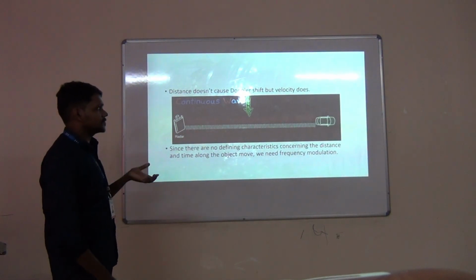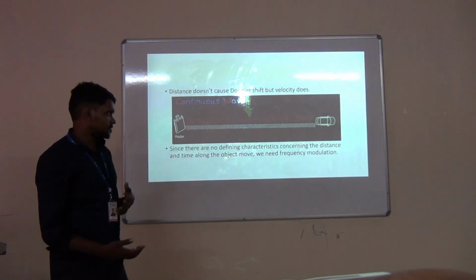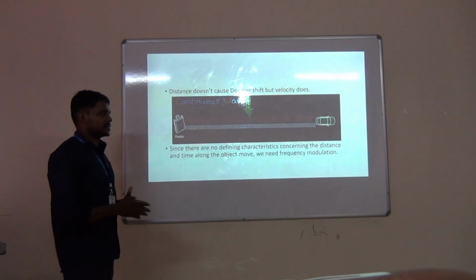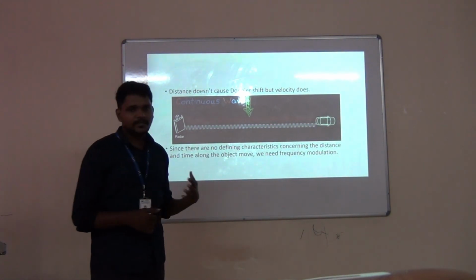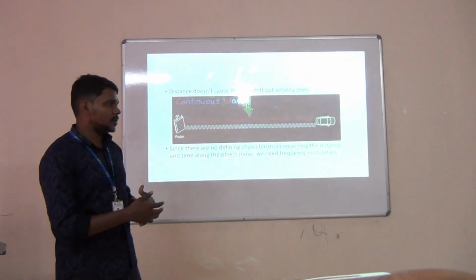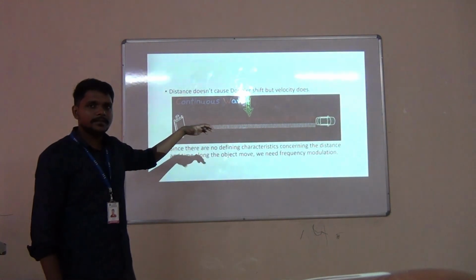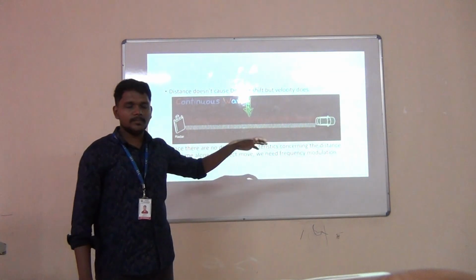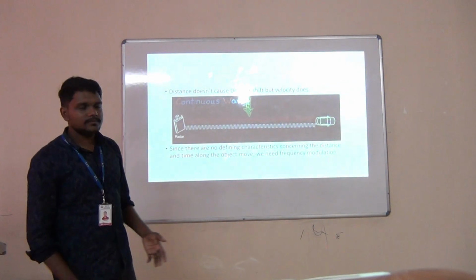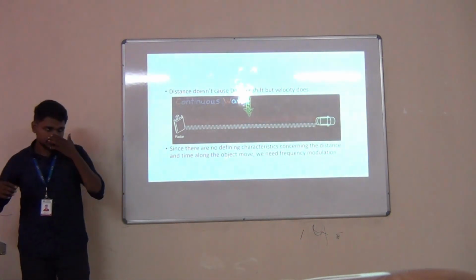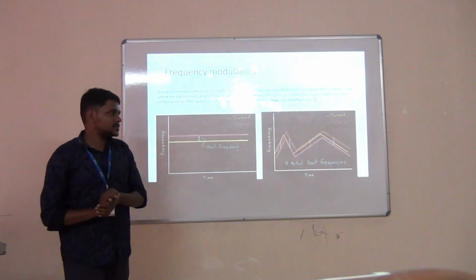Distance doesn't provide Doppler shift, but velocity does. Velocity is the main reason why the Doppler shift happens. Since there are no defining characteristics concerning the distance and time along which the object moves, we need frequency modulation. In frequency modulation, the frequency changes. With respect to the preceding and succeeding frequency, we can identify the distance traveled in the given time. So here comes the frequency modulation.